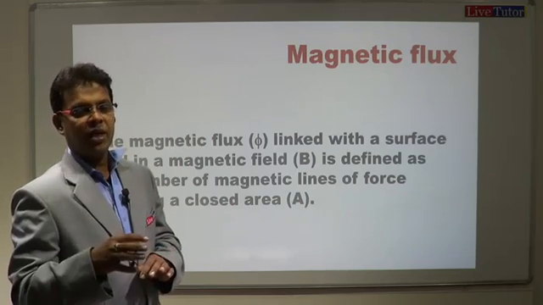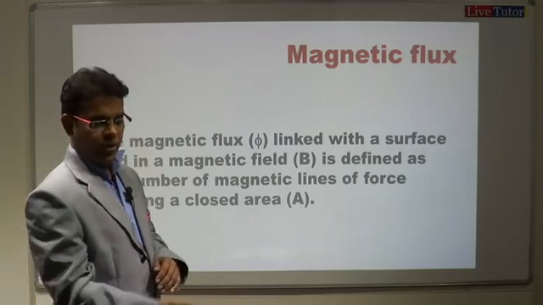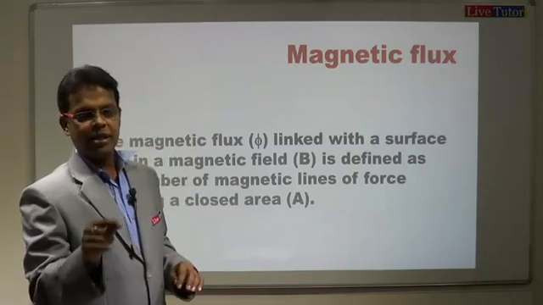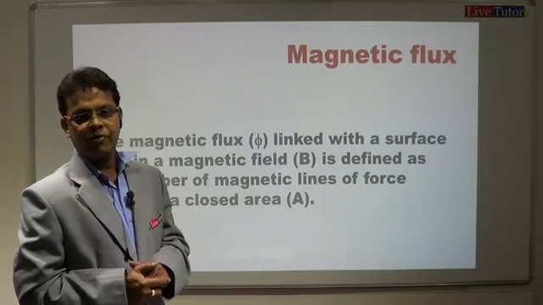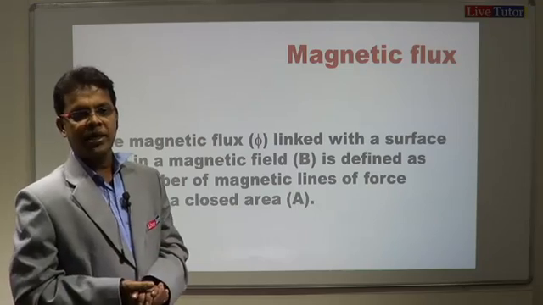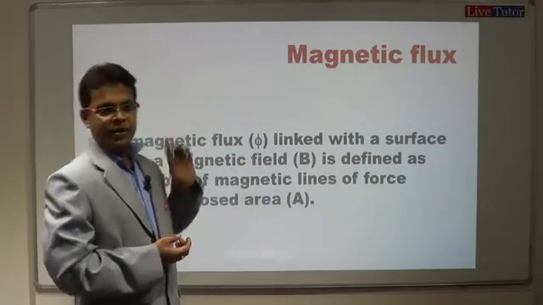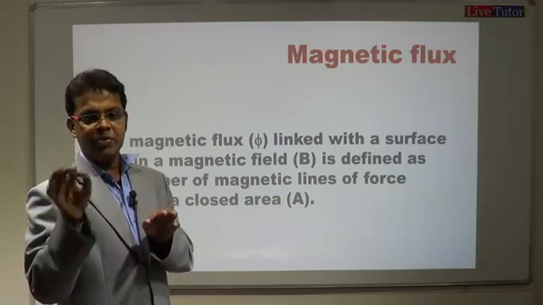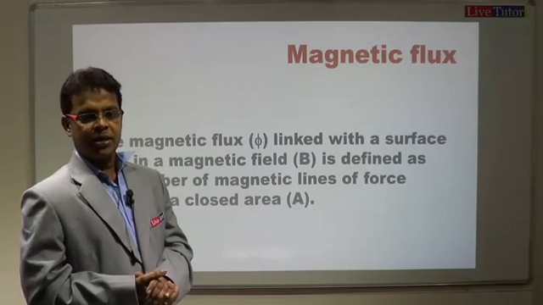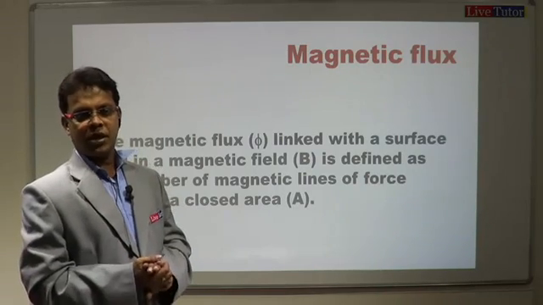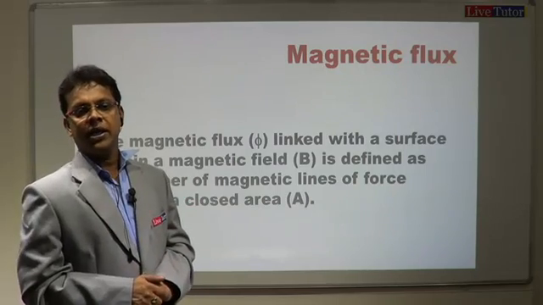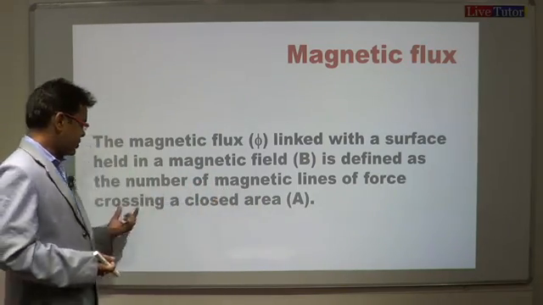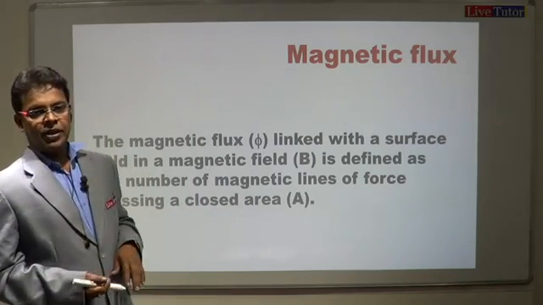In a magnetic field, a particular surface cannot be defined without any boundary. So take a book for example, a rectangular surface. Suppose you keep that rectangular surface in the magnetic field; the number of magnetic lines of force crossing through that rectangular surface is called magnetic flux. It is always indicated by the letter phi. Okay, so another 3 mark question: the magnetic flux linked to the surface in a magnetic field. This surface is very important, because without mentioning the surface we cannot define magnetic flux. The number of magnetic lines of force crossing that closed area is the magnetic flux, indicated by phi. Remember that. Just remember this one line: number of magnetic lines of force crossing the closed area, that is phi.